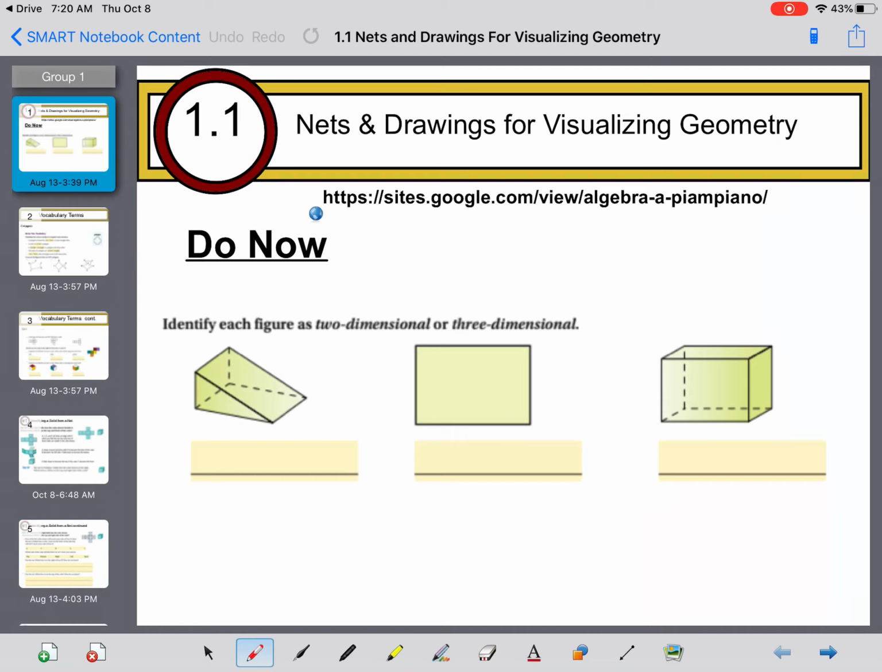All right. Do now. Identify each figure as two-dimensional or three-dimensional. Well, three-dimensional will show depth, right? Two-dimensional will be flat. So your only two-dimensional figure is the one in the middle. And then you have depth on the image on the left that looks like a ramp, and the box on the right, so those are three-dimensional.